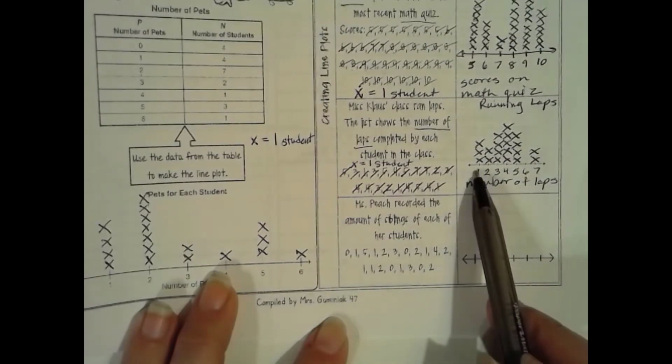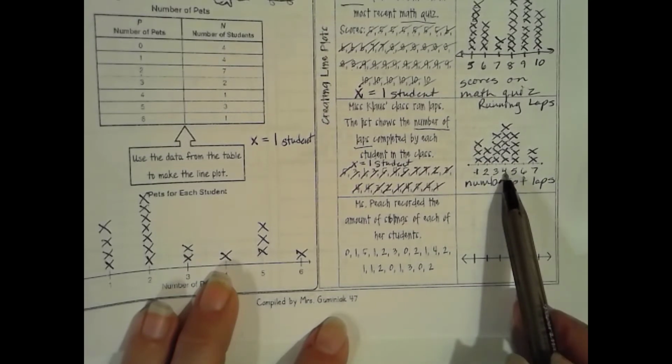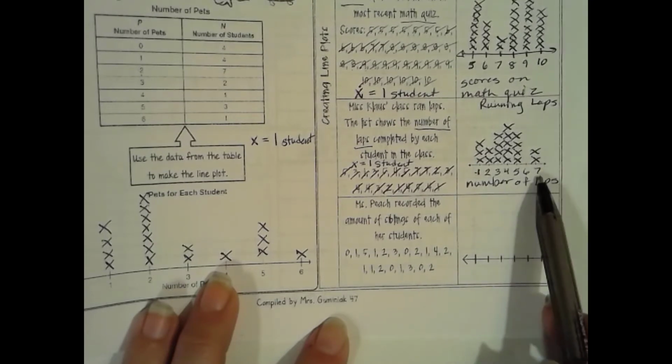So we should have 3 x's, 2 x's, 4 x's, 5 x's, 4 x's, no x's, and 2 x's.